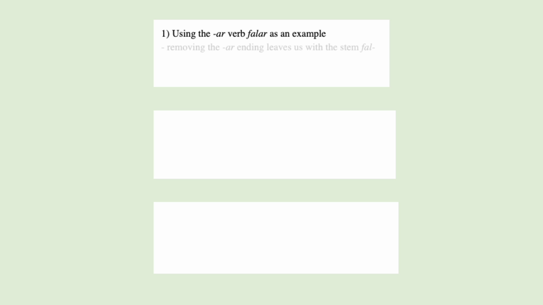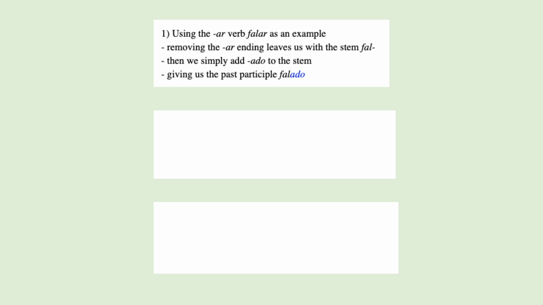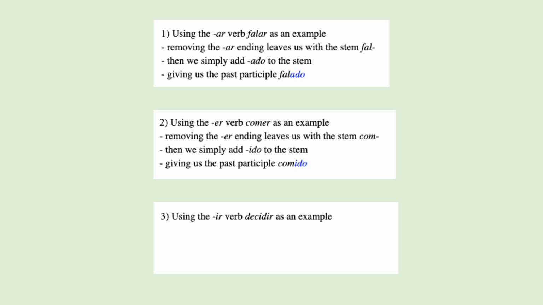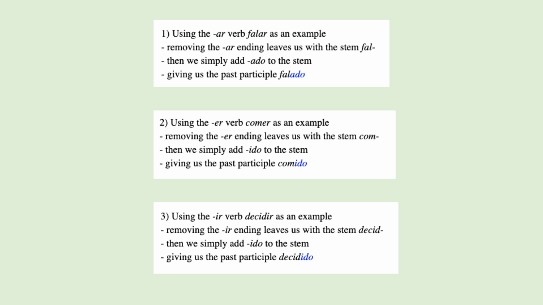For falar, we remove the AR ending and add ado to the stem to obtain the past participle falado. For comer, we remove the ER ending and add ido to the stem to obtain the past participle comido. And for decidir, we remove the IR ending, we add ido to the stem to obtain the past participle decidido.